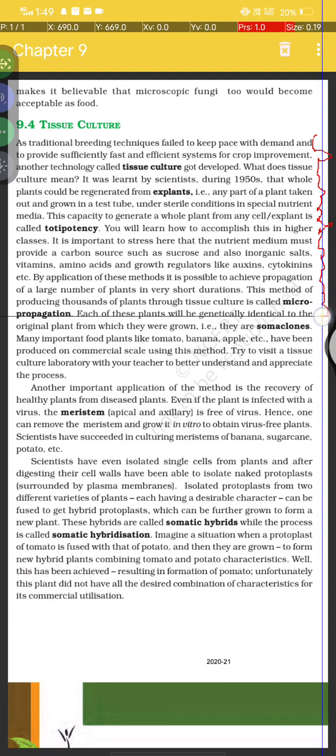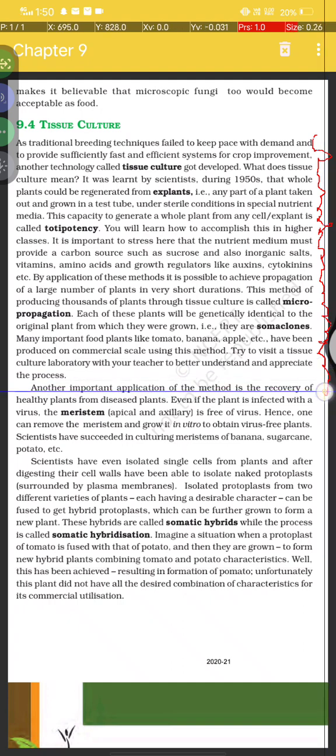Each of these plants will be genetically identical to the original plant from which they are grown. That is, they are somaclones. Many important food plants like tomato, banana and apple have been produced on a commercial scale using this method. Try to visit a tissue culture laboratory with your teacher to better understand and appreciate the process.